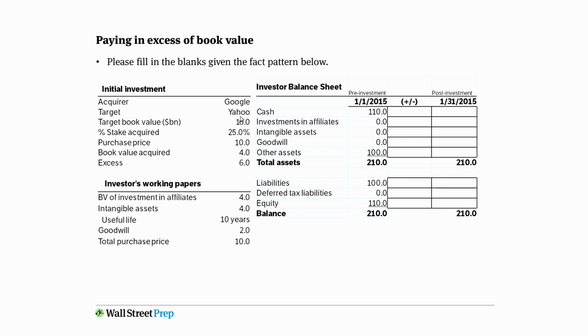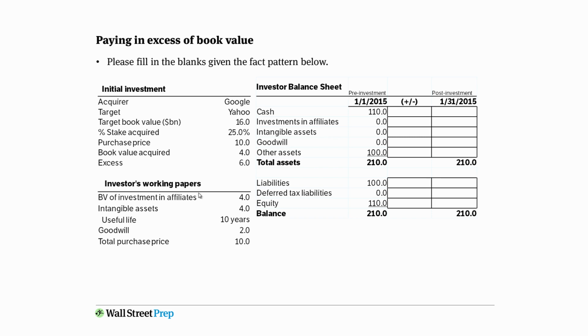Now, we're going to continue with the hypothetical of Google acquiring a 25% stake in Yahoo. Just the numbers are a little bit different. So let's say the Yahoo book value is $16 billion, and they're going to take a purchase price of $10 billion. So we've got the same excess in book value that we talked about.